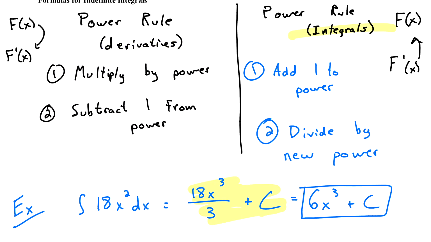As you become more and more comfortable, if you want to jump to this simplified answer, 6x cubed plus c, you absolutely can, but I think it's very helpful to show all of the steps at first because it'll force you to think about, okay, we're adding 1 to the power and then dividing by the power.